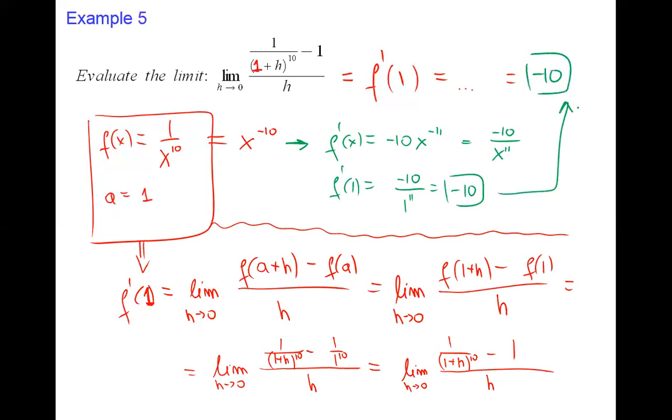We can see the point in the green part. We do have to identify a function and a point, use the shortcut, use the power rule in this case, and get the value. And this value represents this limit. Let's look at another one.